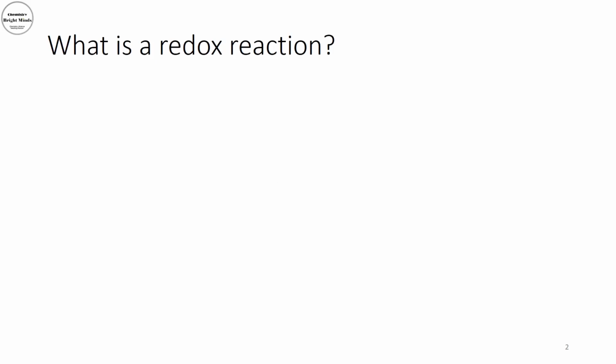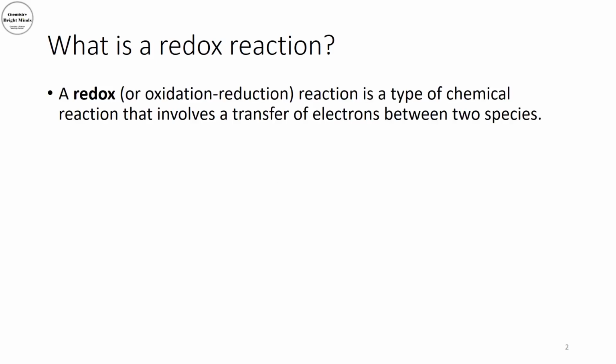So first, what is the redox reaction? The redox reaction, or what we also call an oxidation-reduction reaction, is a type of chemical reaction. This reaction involves the transfer of electrons between two species. One of those species would gain electrons, the other would lose electrons.